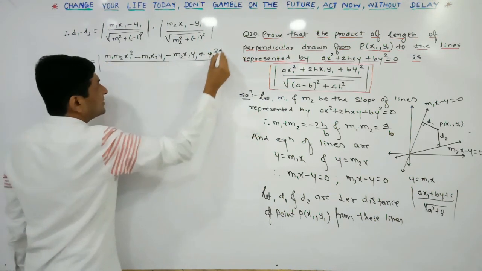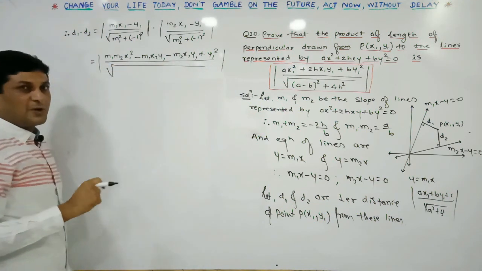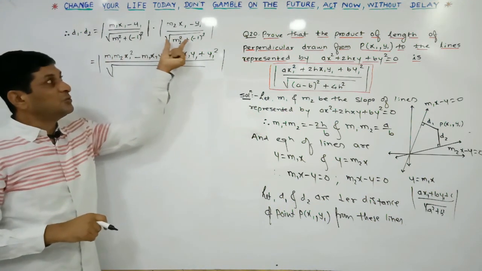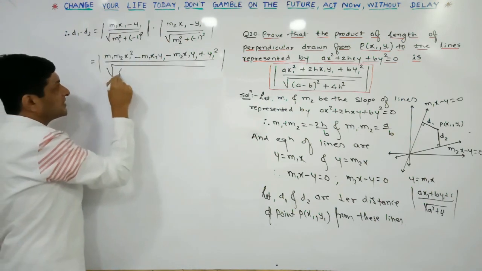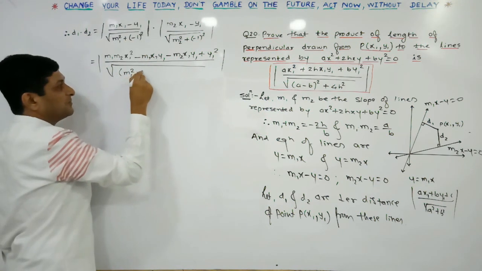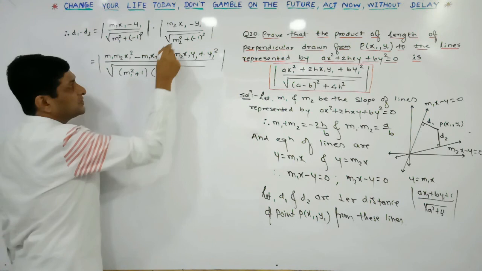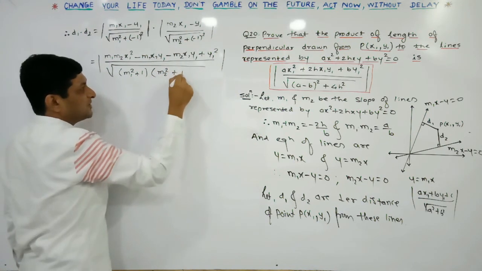In the same way, we are taking the product in the denominator. So we already know that root a into root b can be written as root ab. So what is the value of a here? m1 square plus, what is the square of minus 1? It will be plus 1. Into, here what we will get, m2 square plus, what is the square of minus 1, plus 1.